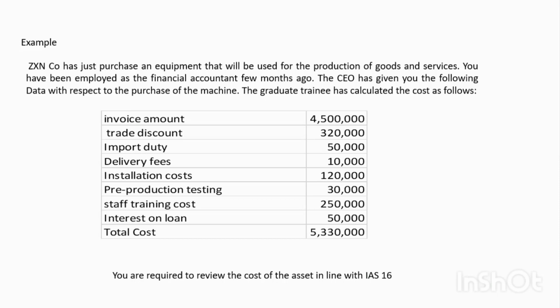So I just want you to take a moment and look at this information given. Look at the information given and determine if the trainee accountant has correctly computed the costs. I want you to try and identify those costs that you think should not be part of the initial cost of the asset at initial recognition.